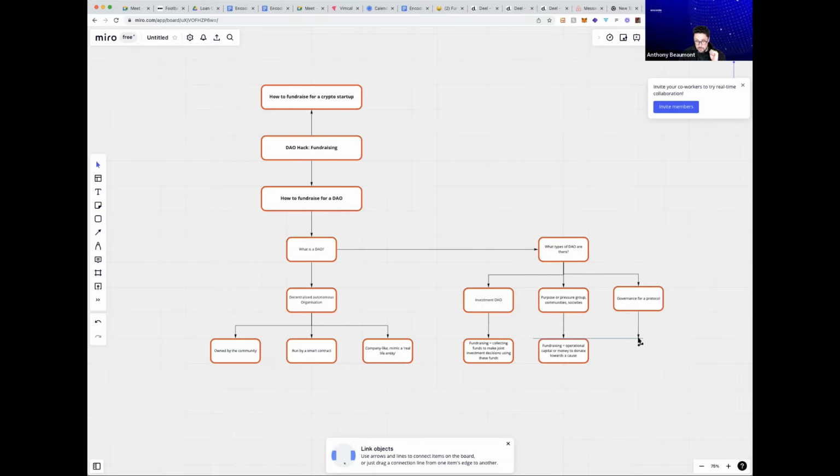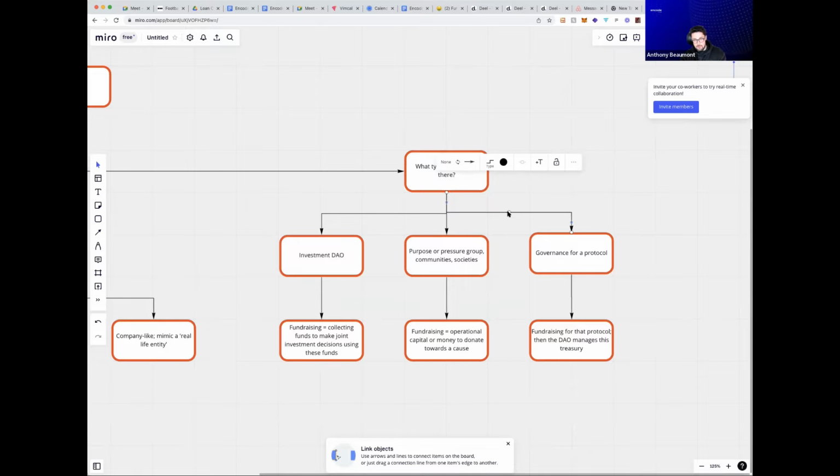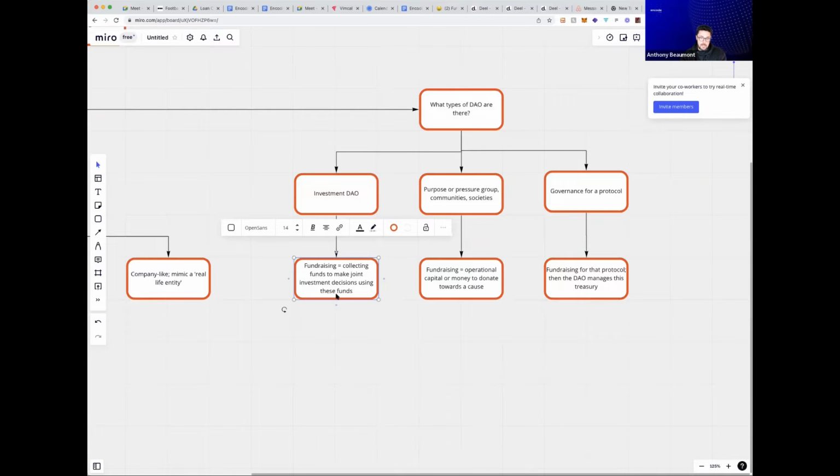And for governance for a protocol, there's actually less fundraising you need to do. We actually mean just fundraising for that protocol, and then the DAO manages the treasury. So fundraising for a protocol isn't really a thing. A protocol is pre-fundraised. So within this context, the only ones we really want to talk about are the investment DAO and the community purpose one. The only ones we care about are these two.